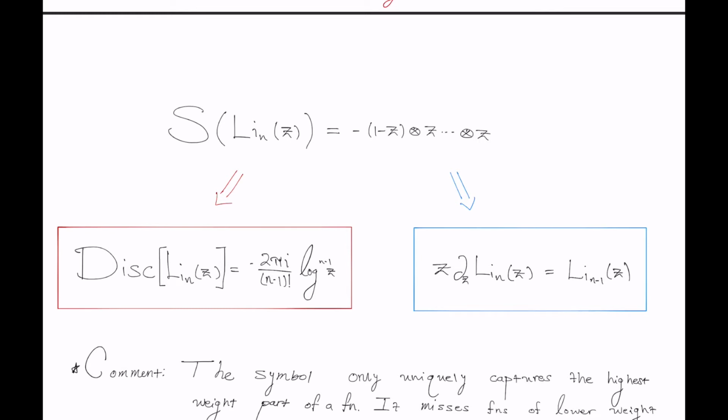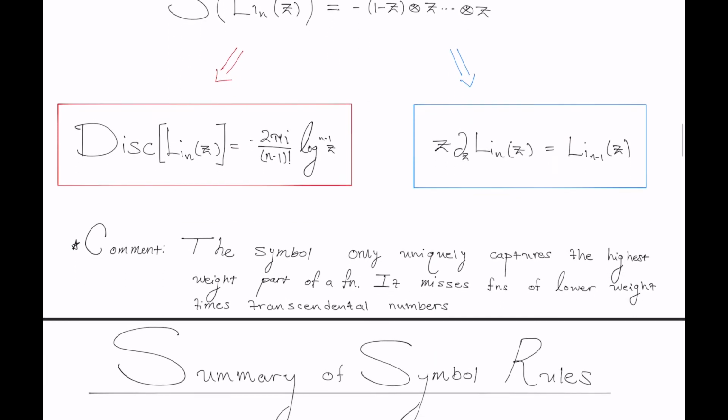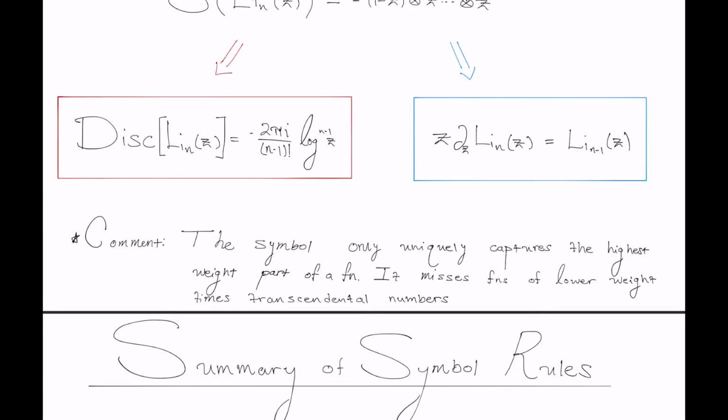So this wasn't anything deep or profound that we learned, but we can see how the symbol neatly captures this information about the analytic structure. And a small comment is in order, which is that the symbol will only uniquely capture the highest weight part of a function, as it misses functions of lower weight times transcendental numbers. And that can be seen from the d-log definition, which we presented, as eventually you'll take the differential of a transcendental number, for example, at weight 3, pi squared over 6 log z, and so the symbol does not capture that information.